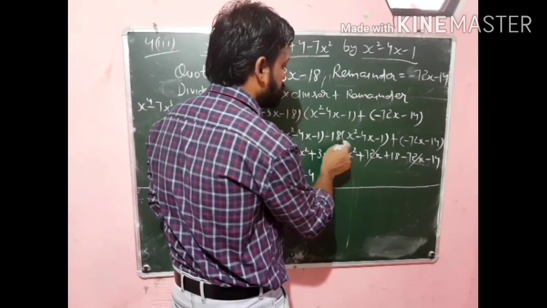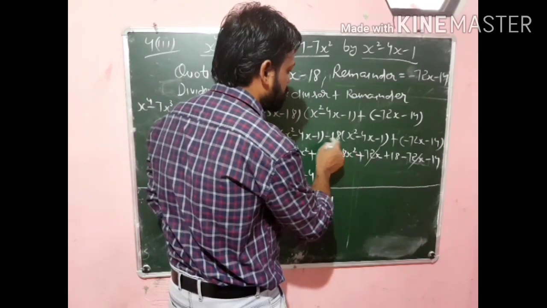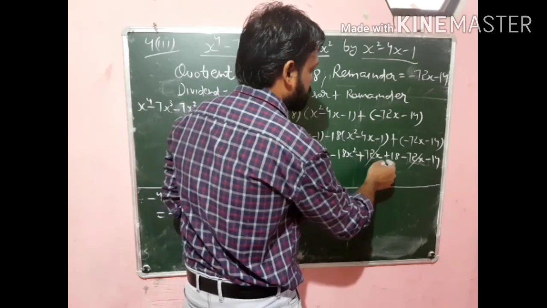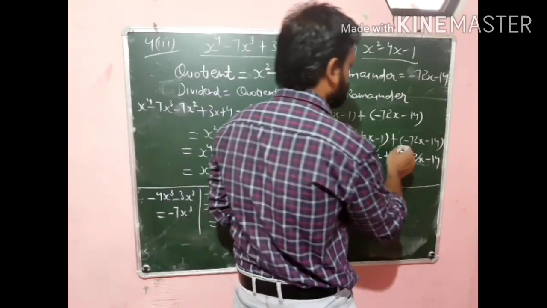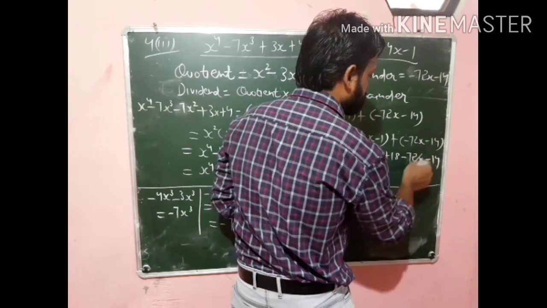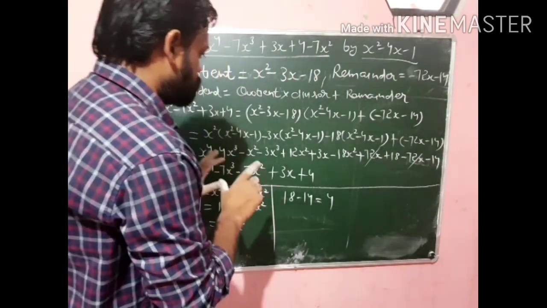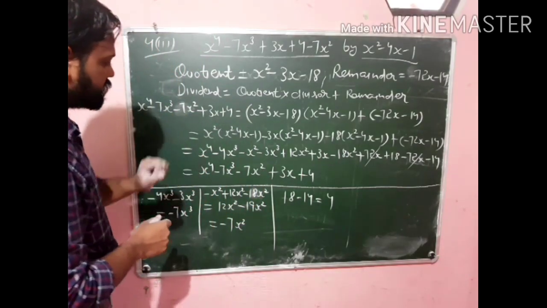And now this is minus 18 into x^2, minus 18x^2, minus minus plus 18 into 4 is 72x, then minus minus plus 18. And now open this bracket, plus minus is minus 72x, again this plus minus is minus 14. So now you can see we got x raised to power 4.